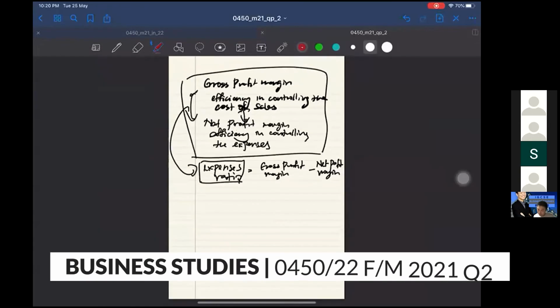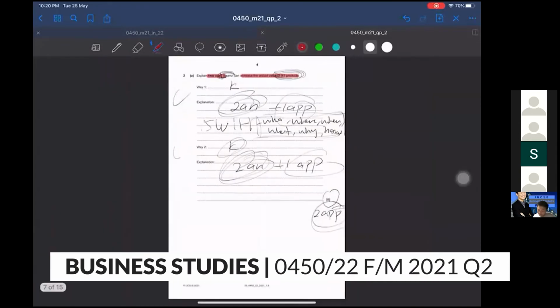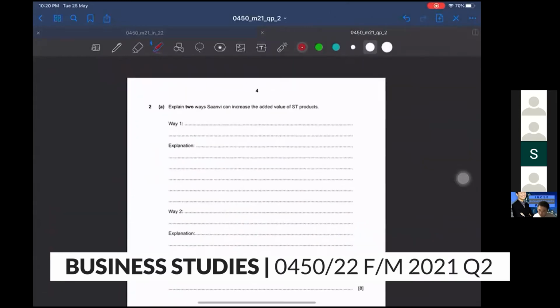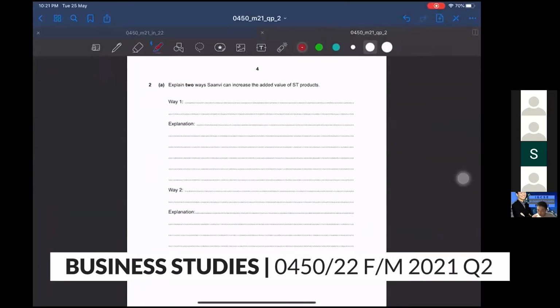Okay, question 2A. Now this one, when they ask you two ways to increase added value, is actually quite simple. Now, first of all, what's added value?